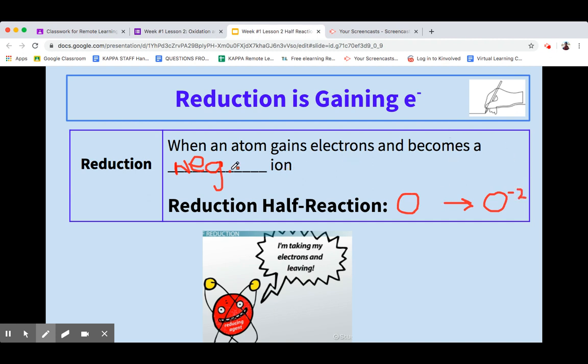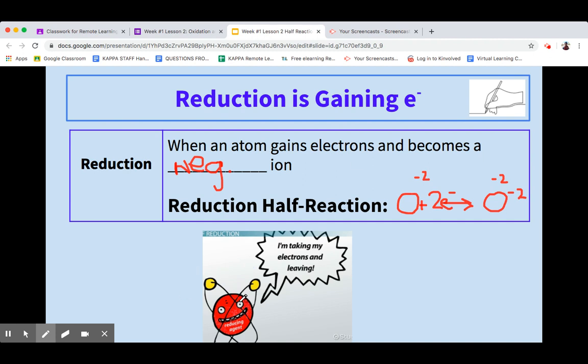Now this is gaining electrons, so where do electrons need to go? They need to go on the left side or the reactant side. And how many electrons do we need to balance this? I see a -2 charge over here and there's 0 charge over here, so that means I must be gaining 2 negative electrons. We can check ourselves. Again, the charge over here is -2. And the charge over here now is -2 because of those two negative electrons.